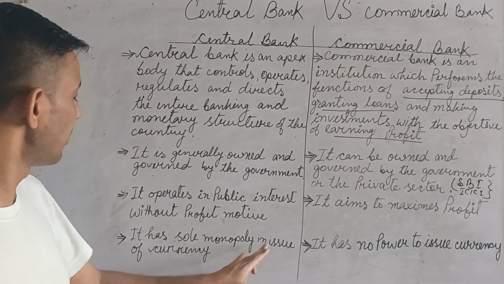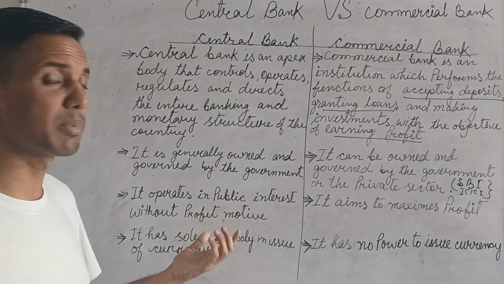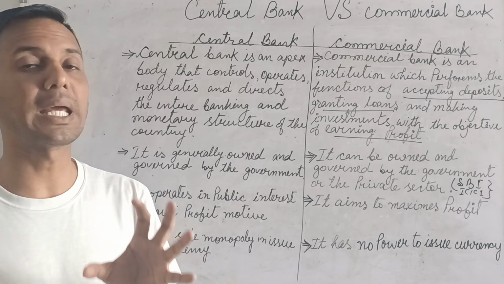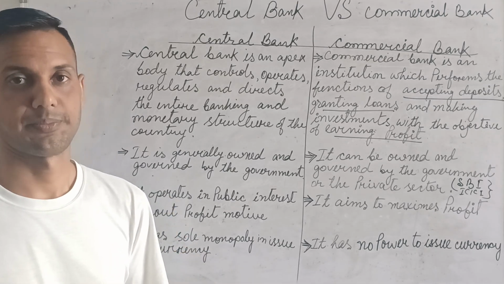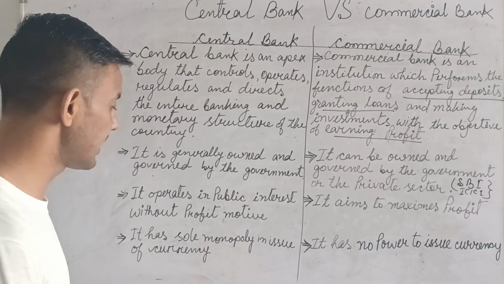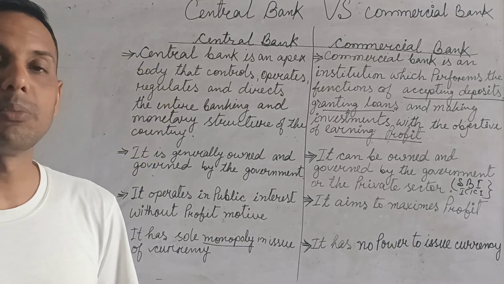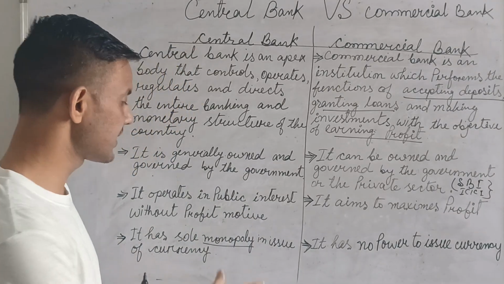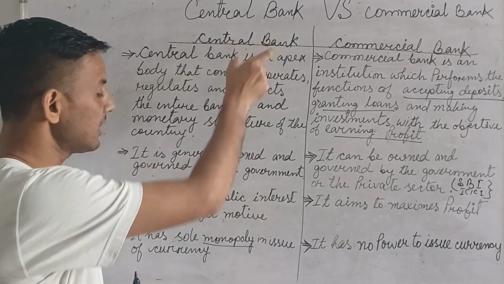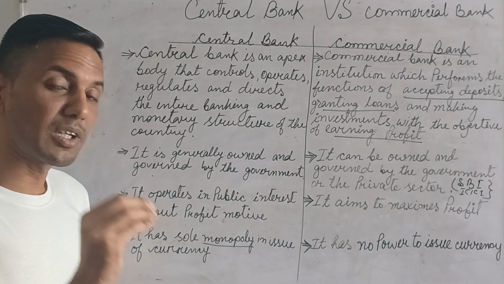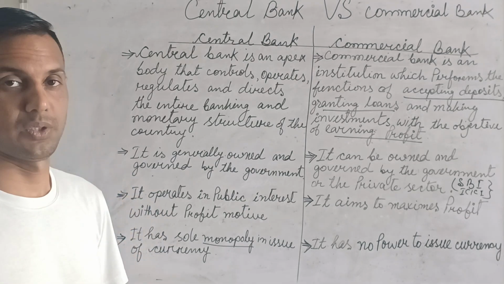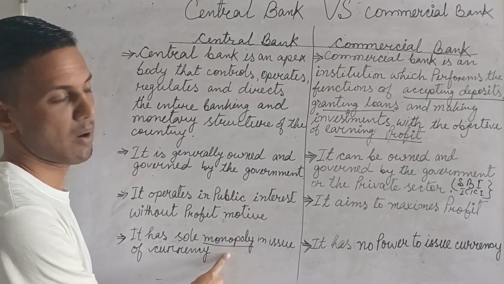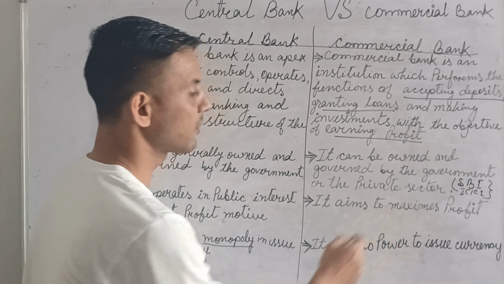Clear? Then the fourth point: the central bank has the sole monopoly in the issue of currency. This is the currency authority. In India, RBI alone can issue currency, which is why it is called monopoly power. Monopoly means there is only one seller. We use this term for the central bank because only it has the power to issue new currency. A commercial bank has no power to issue currency.